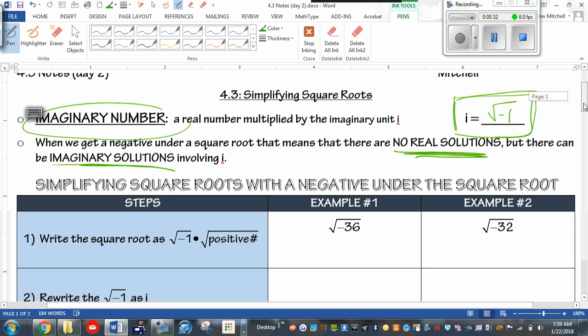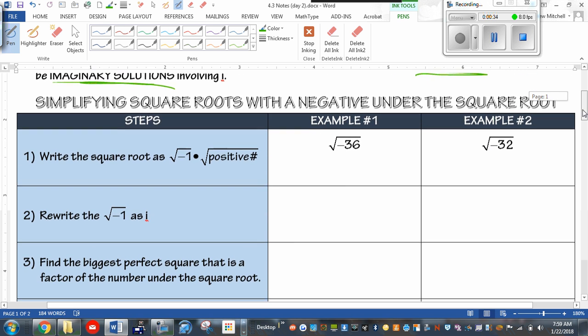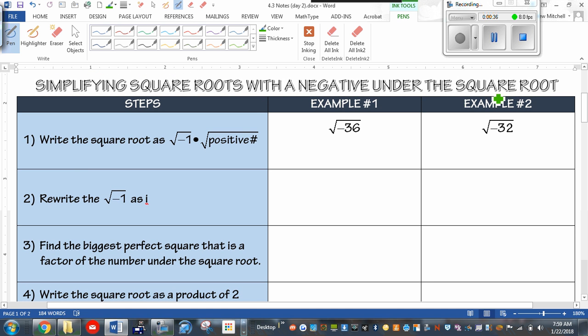We've got some directions down here on how to simplify square roots with a negative under the square root. Our first step is to write the square root as the square root of negative 1 times whatever positive number would make this work. In our first one, we have the square root of negative 36. We can write that as the square root of negative 1 times positive 36. So we're basically taking that square root of negative 1 out.